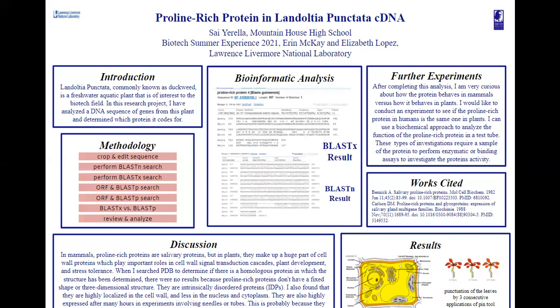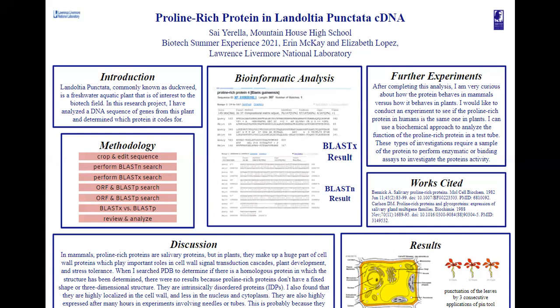And they're also highly expressed after many hours in experiments involving needles or tubes. This is probably because they puncture the cell wall. And as I said, again, they play a large part in cell wall proteins.